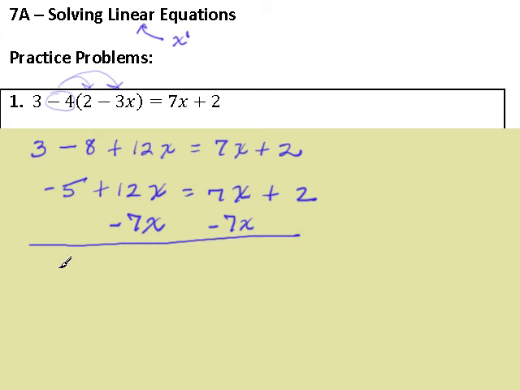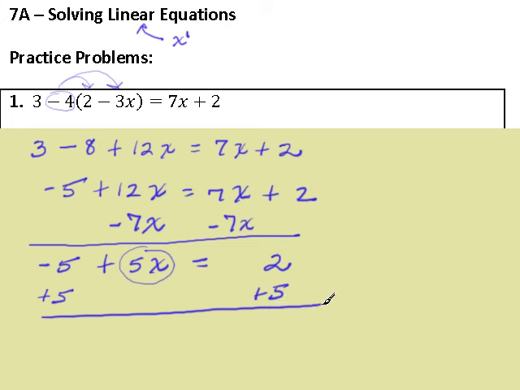And here we have, bring down that minus 5. Here we have 5x is equal to 2. And now we're going to solve for the x term. We have a minus 5 here, so add 5 to both sides. We have 5x is equal to 7. And now divide by 5. And we have x is equal to 7 over 5.